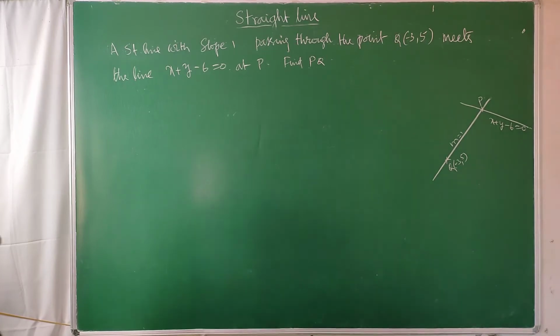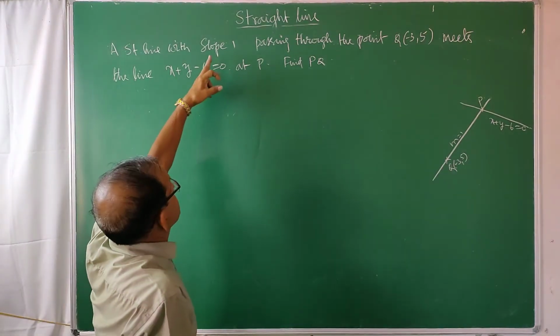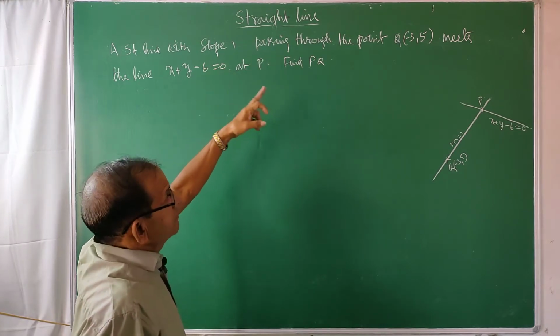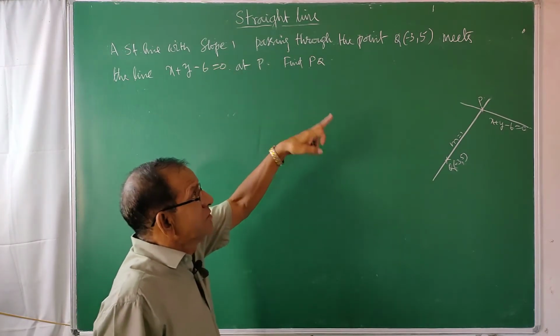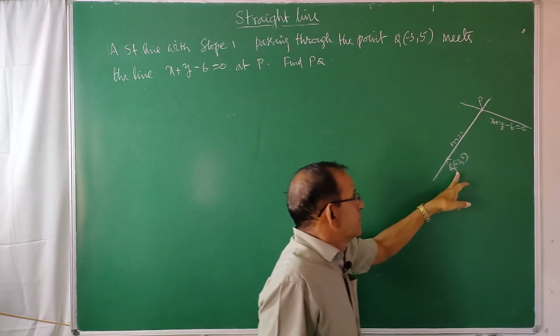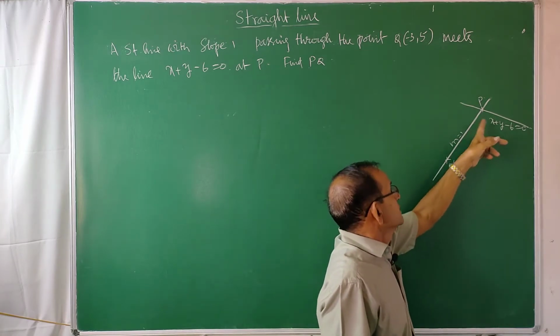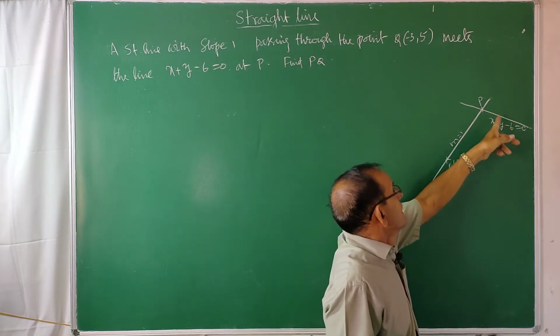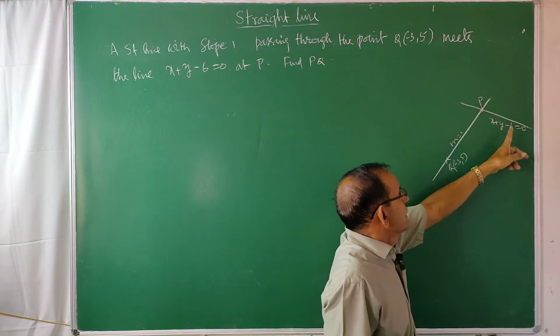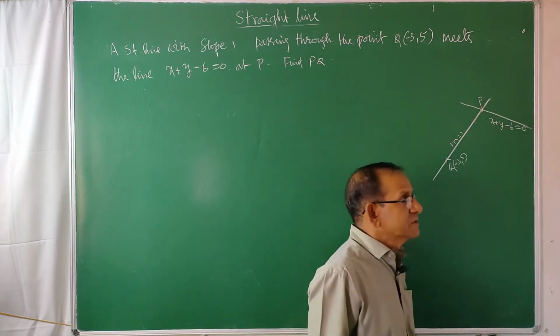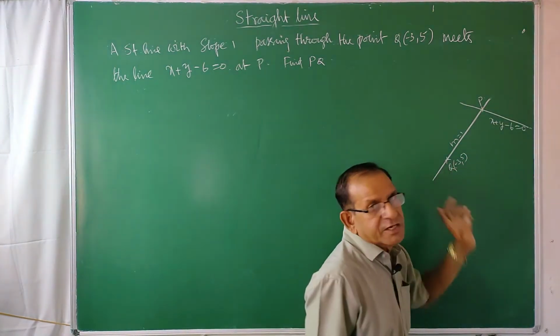Now see this question. A straight line with slope m equal to 1 and passing through the point Q (-3, 5) meets another line at P. The other line is x + y - 6 = 0. Then what is the distance between P and Q?